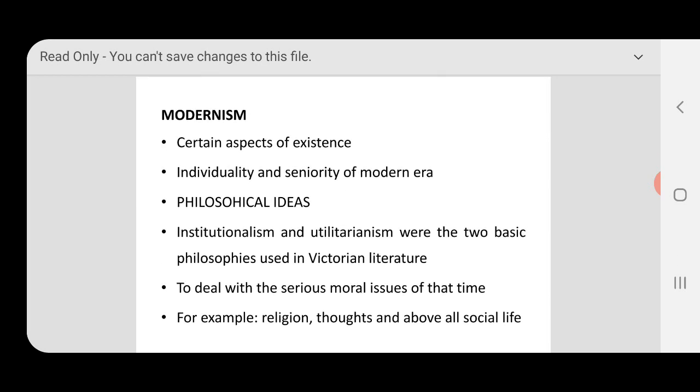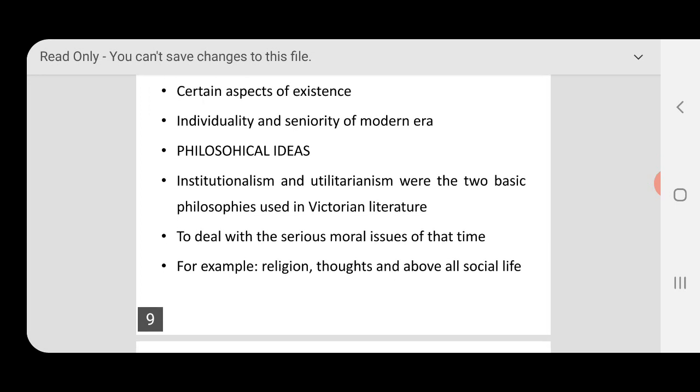Modernism is another important characteristic of Victorian poetry. Here, individuality and scientific thinking of the modern era were given prominence in the poetry. Institutionalism and utilitarianism were the two basic philosophies, the modern philosophies that found their way into Victorian literature. And the majority of the Victorian poets dealt with the serious moral issues of that time, like religious issues and thoughts, and above all, social life was their prime concern.